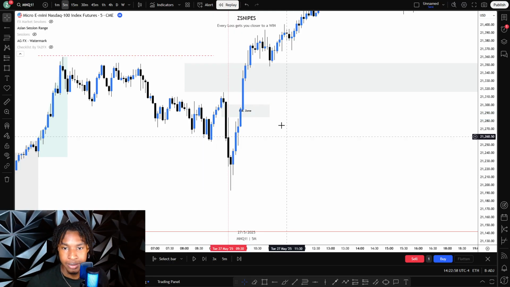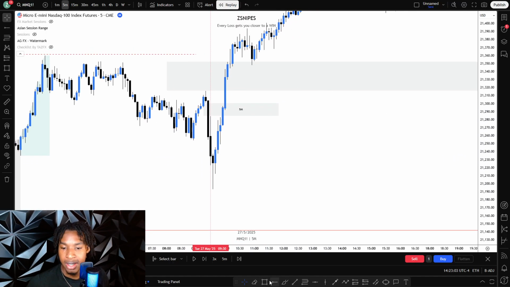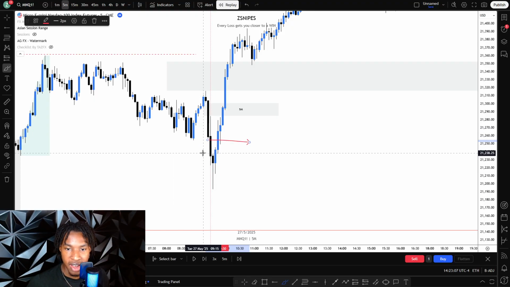Five-minute gap. Okay, and look what the market does here. You can see we're creating a 5-minute gap right here. Here's another 5-minute gap here.